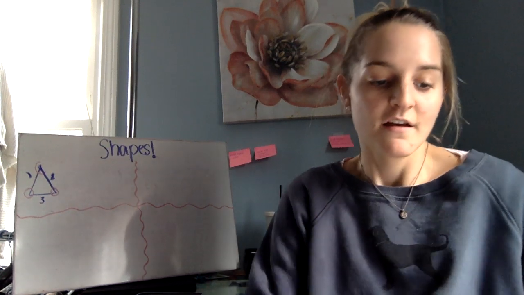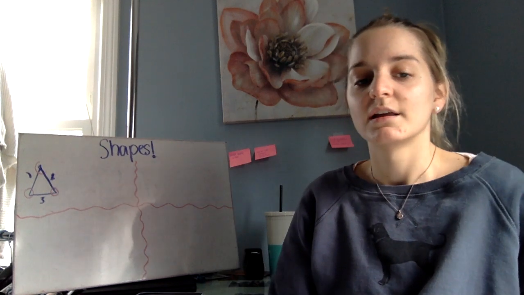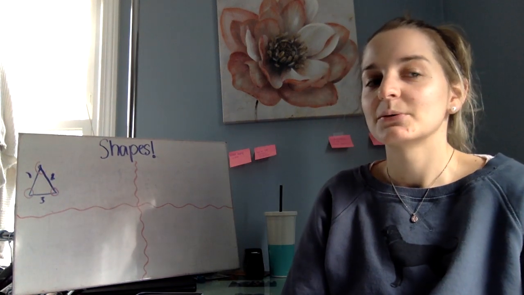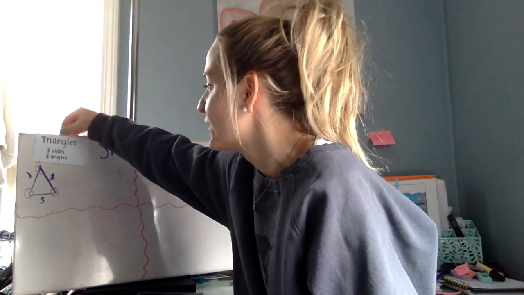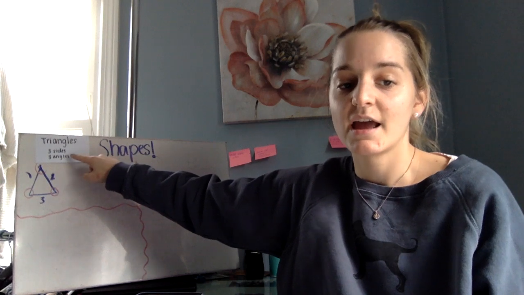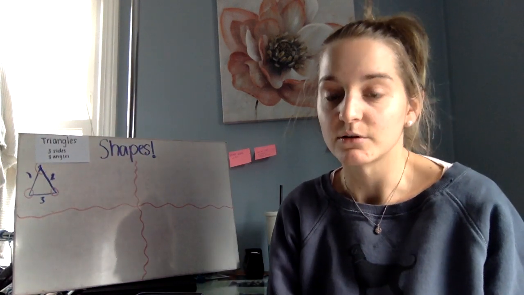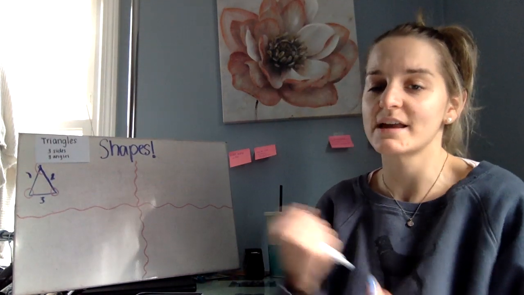Think in your head for 5 seconds what shape this is. 5, 4, 3, 2, 1. Do you have it? Yes, it is a triangle. Triangles have 3 sides and 3 angles. Okay, so every shape that has 3 sides and 3 angles is called a triangle.